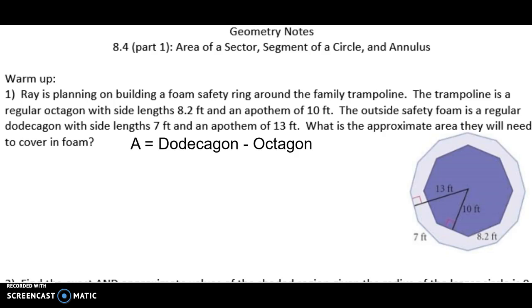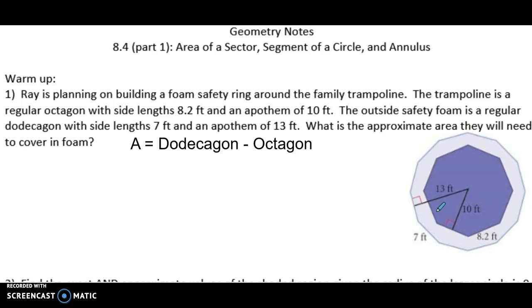All right, so we want to find the area around the trampoline. So the part that would be the covering. So right around here. So what we can do is take the area of the dodecagon minus the area of the octagon. So these are both regular polygons.